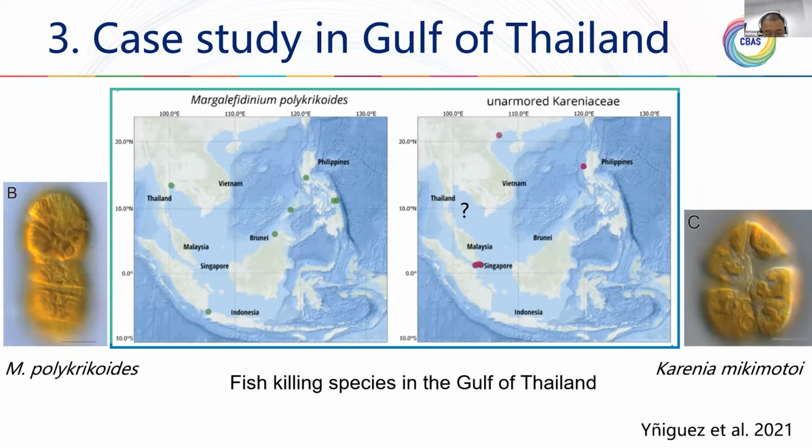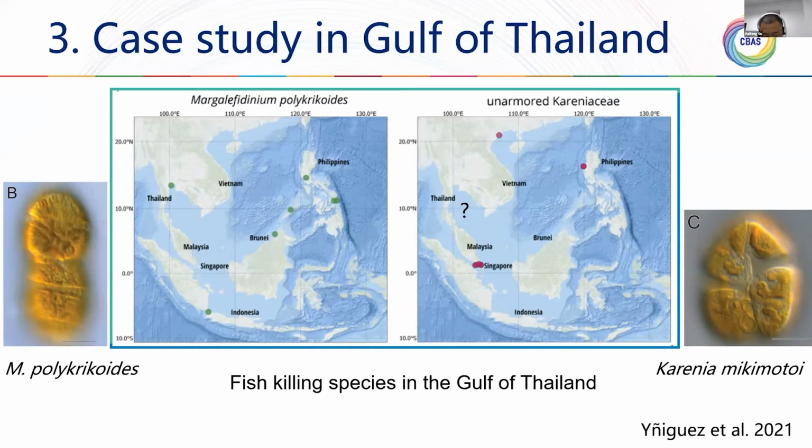There are two important fish-killing genera of dinoflagellates in the South China Sea, Margalefidinium and Cochlodinium. Each genus includes several species. For Margalefidinium, there are two species, Margalefidinium polykrikoides and Margalefidinium fulvescens. The former species has a wider distribution in the South China Sea, including the Gulf of Thailand. But the latter species is rarely reported.